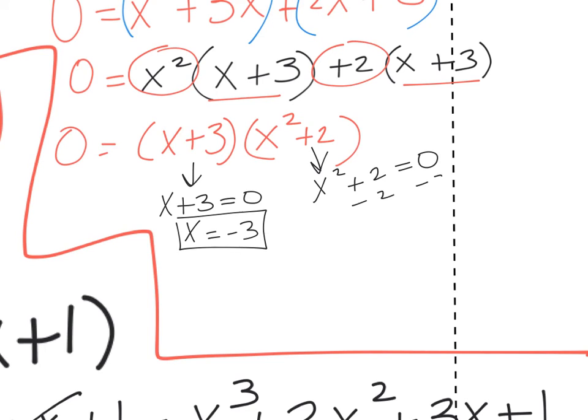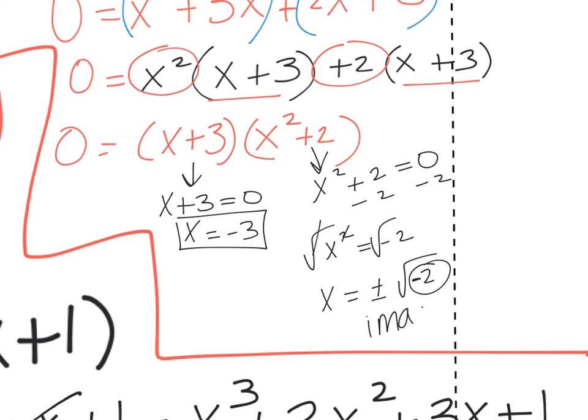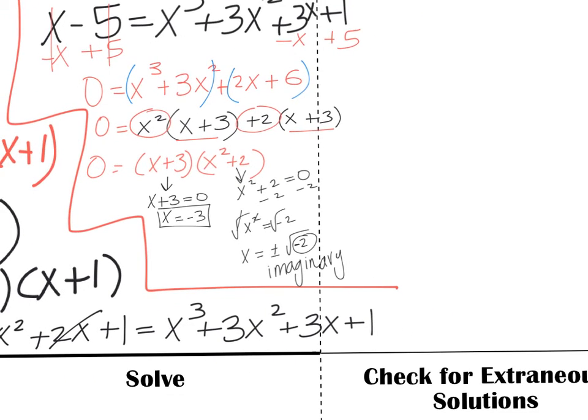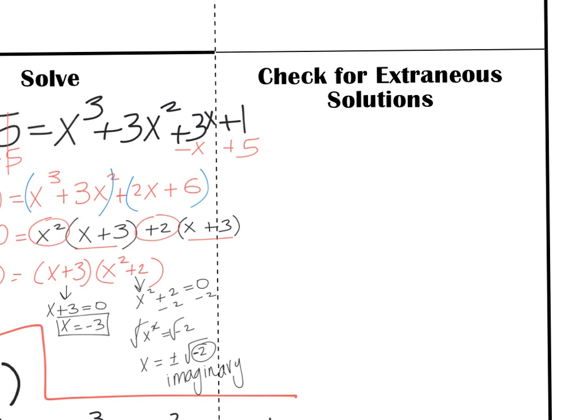So to do that, I have to subtract 2 from both sides. So x squared equals -2. I have to square root both sides to get rid of the square. So x is equal to plus or minus the square root of -2. That's imaginary. So I can disregard this solution, and I can say that my only solution for this problem is x equals -3.